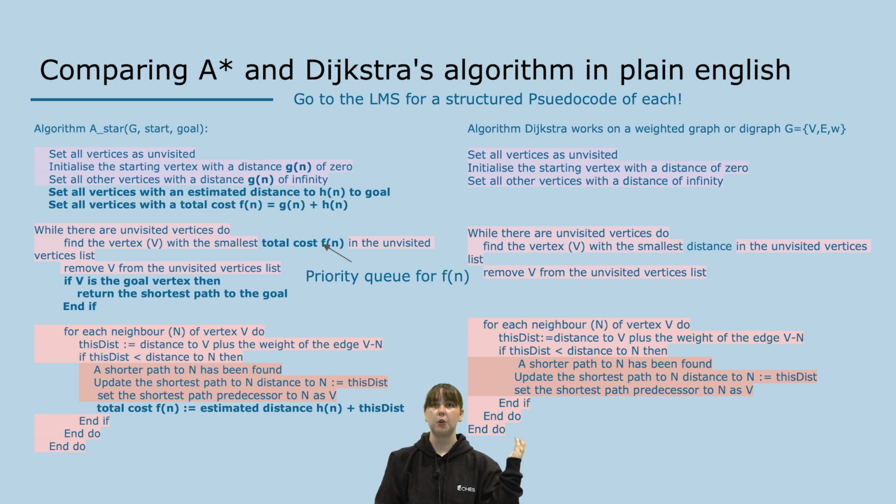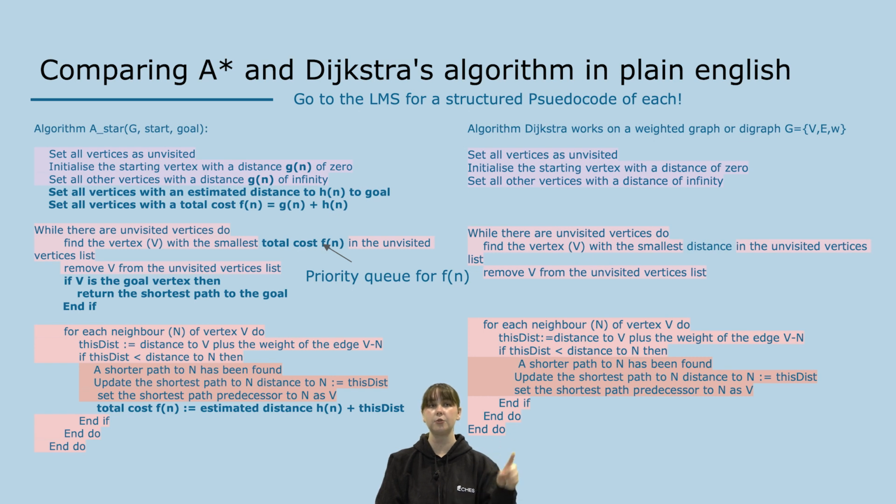But for now, we're just going to look at the plain English because our main goal here is understanding how it works. So where the sections are the same, we've highlighted them. So for our first highlighted section, all we're doing is just going through all of our vertices and listing them as unvisited and initializing their starting distance to 0 for our starting node and then infinity for all the other nodes.